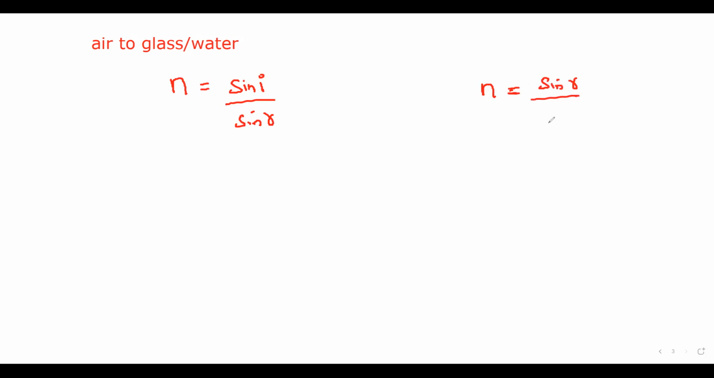So again, I'll write the formula. There are three formulas, but in terms of angle, there are two. Sine angle I over sine angle R, this formula is used when light is moving from air to glass or water. And the second formula for refractive index is sine R over sine I, when it is moving from glass or water to air. So these are the two formulas which we can use.